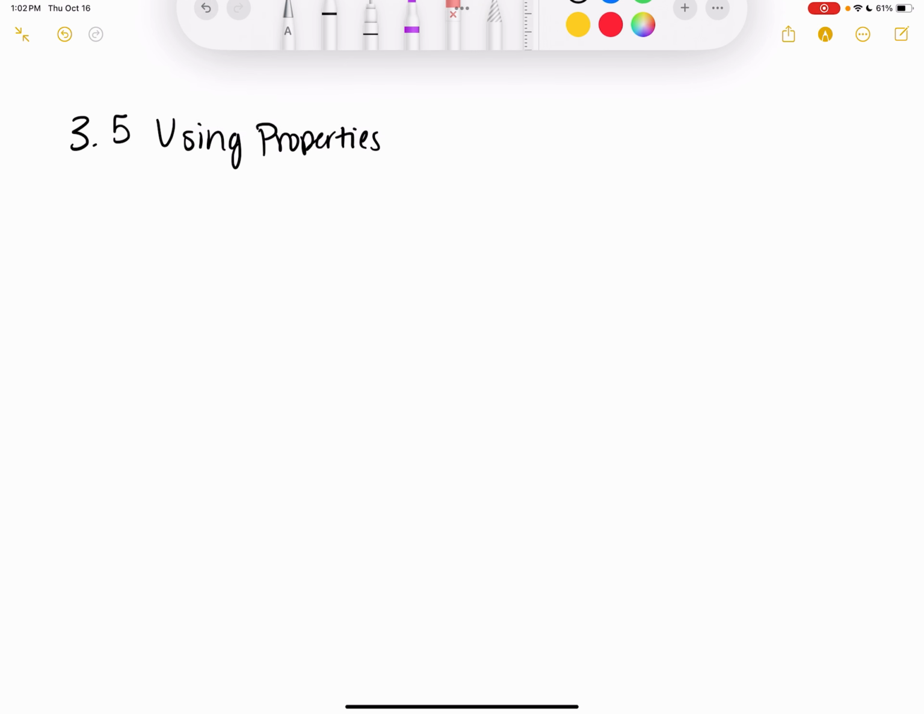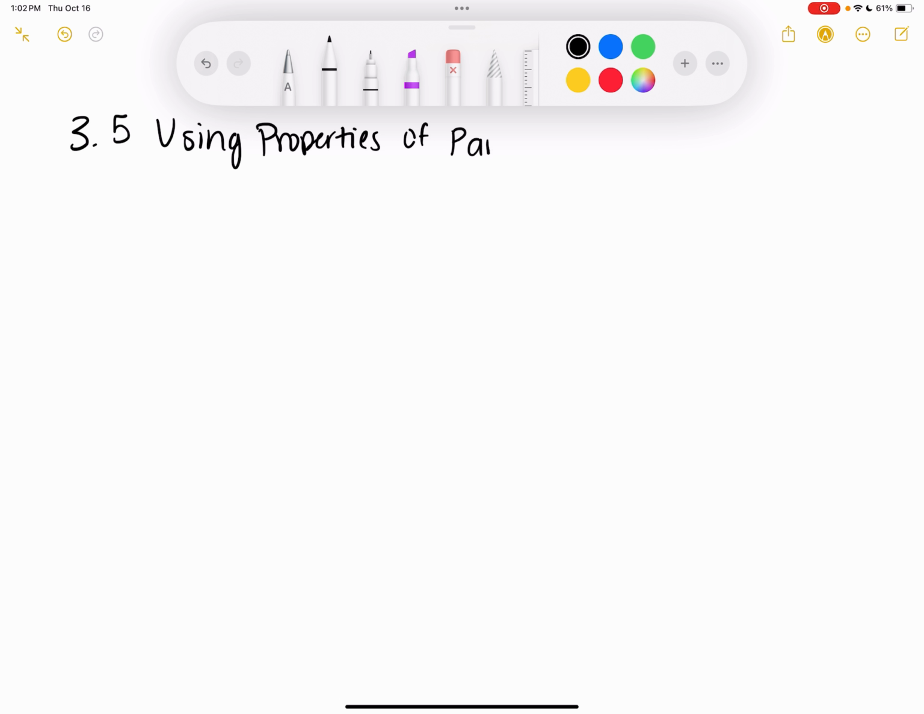Of parallel lines. So a bunch of these, again, are going to give us a picture. We're either going to be answering some type of question about them. There's only like 1 or 2 proofs that we're doing with this section.